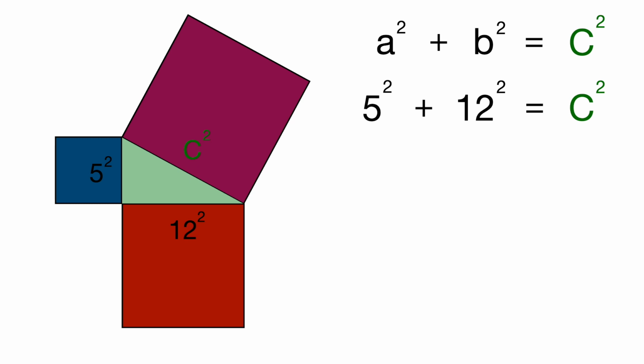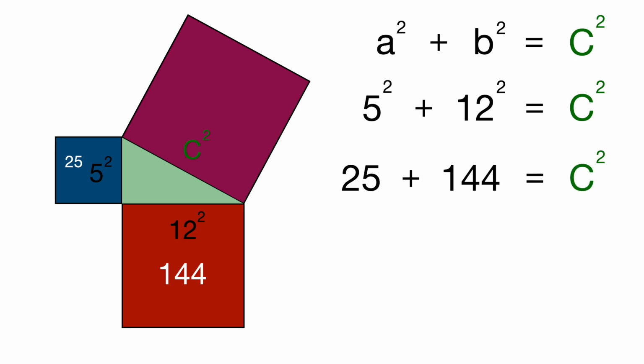So now you're just going to solve this. 5 squared, 5 times 5 is 25, plus 12 squared, 12 times 12, which is 144. That means we found the area of the smaller two squares equals C squared. So we add those together: 25 plus 144 equals 169. That means the area of the larger square, 169, equals C squared. But again, we want the side length, not the area. So we still have to figure out what the length is. That's just one step away.